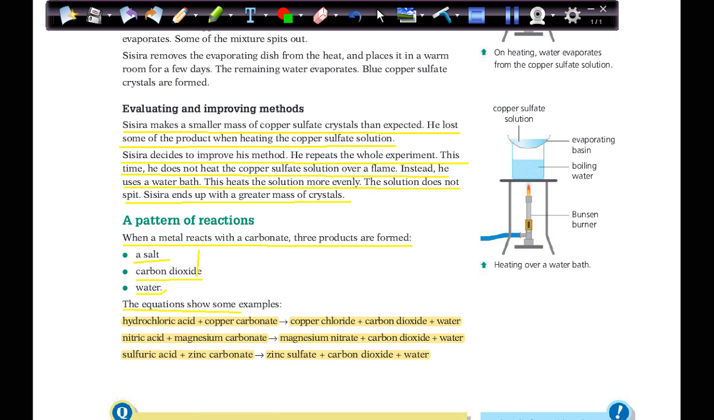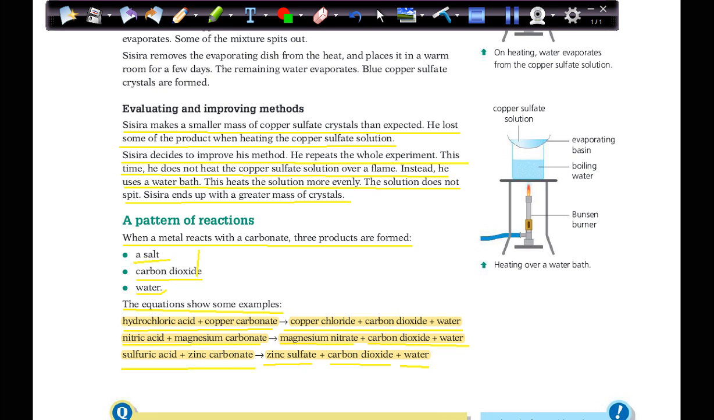So the equations show some examples here. We have compounds of carbonates with acids. If we have hydrochloric acid with copper carbonate, we will get copper chloride, carbon dioxide, and water. If we use nitric acid with magnesium carbonate, we will get magnesium nitrate as a salt, carbon dioxide plus water. If we use sulfuric acid with zinc carbonate, we will get zinc sulfate as a salt, carbon dioxide gas and water, and then we can evaporate the water to get the salt.